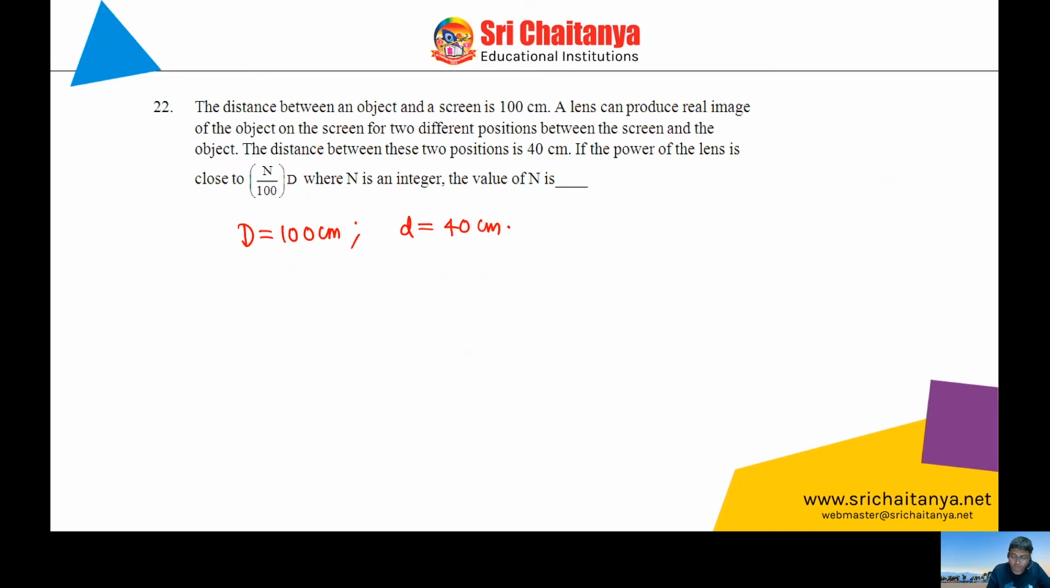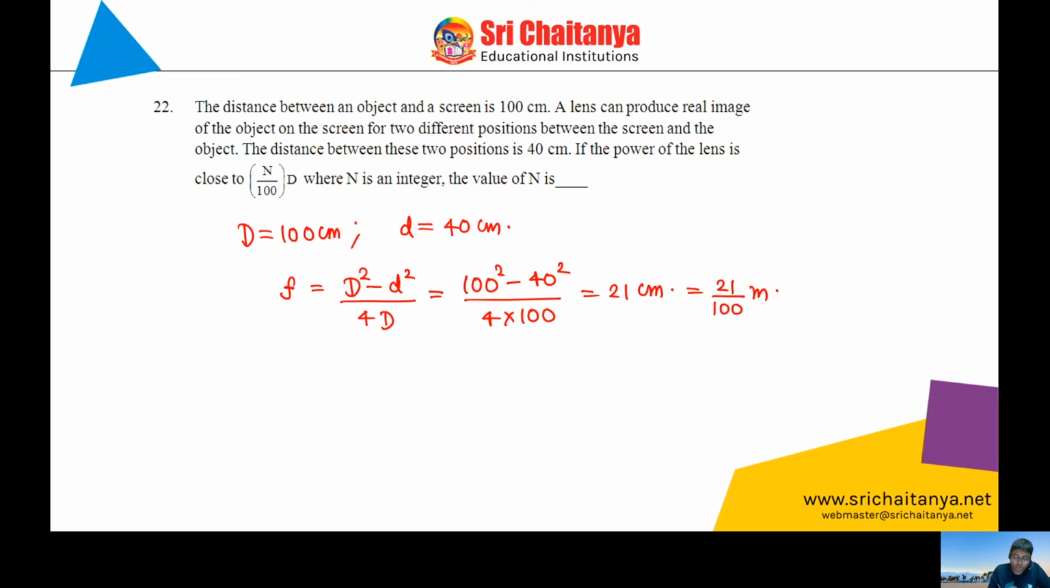In order to do that, you can first find the focal length of the lens, and that is governed by one simple formula: capital D square minus small d square upon 4 times capital D. Let's substitute the values. That would be 100 square minus 40 square upon 4 times 100. Simplifying this, you will simply get 21 centimeter, or you can say 21 by 100 meter.